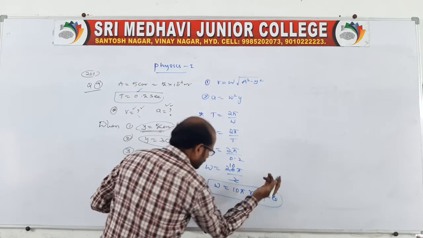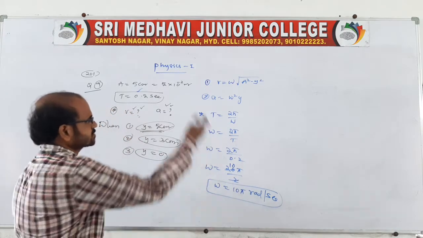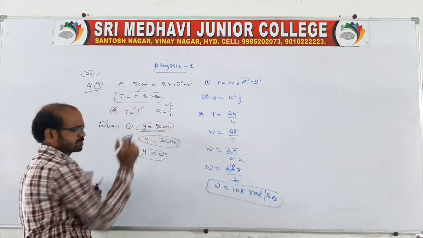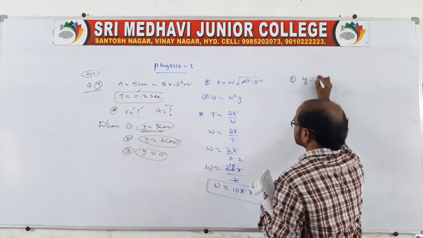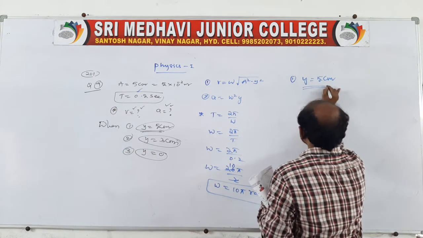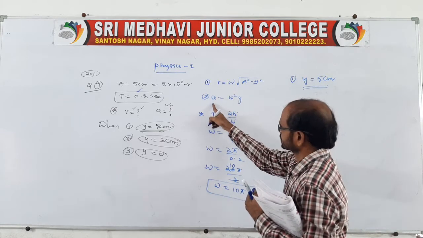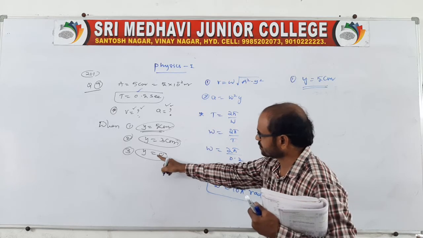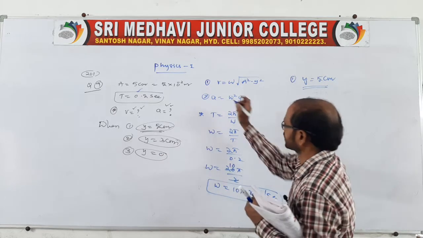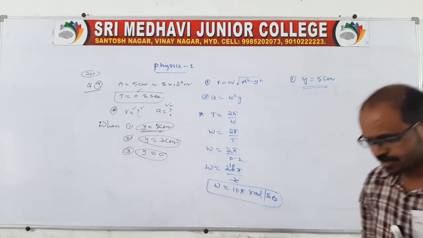Now we know omega, as well as the amplitude and the displacements. First take the displacement y equal to 5 centimeter, and find the velocity and acceleration. Then for 3 centimeter also find the acceleration and velocity. Then at 0 displacement we should find the velocity and acceleration.